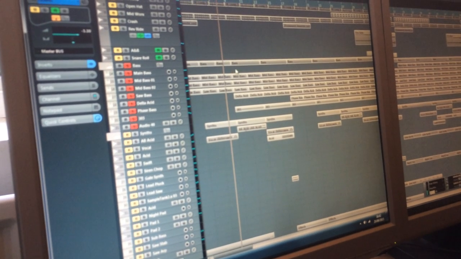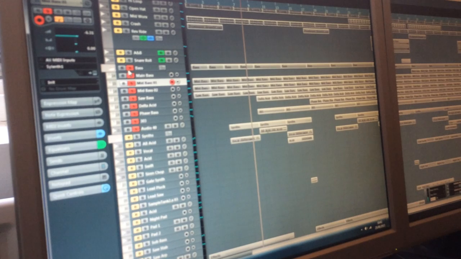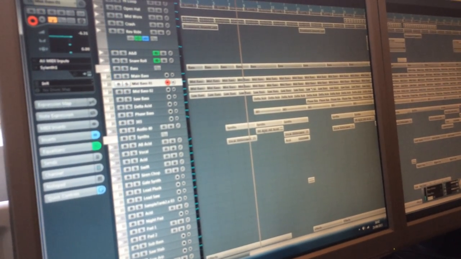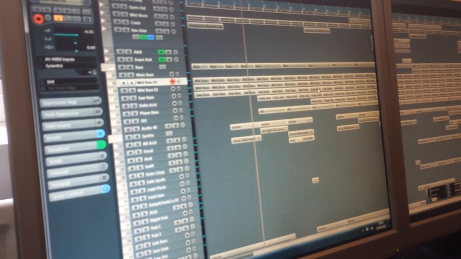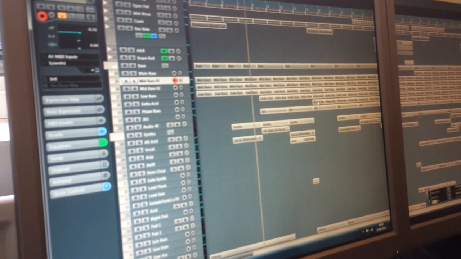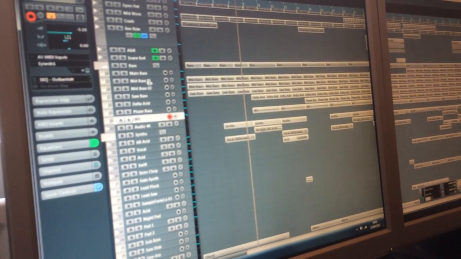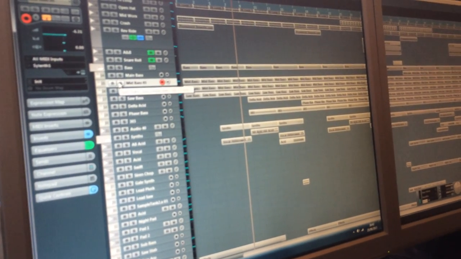And then we're on to the bass group. So you've got basically mid bass. How many basses is it in total? One, two, three, four, about five, possibly six if you include some others. Right, okay.